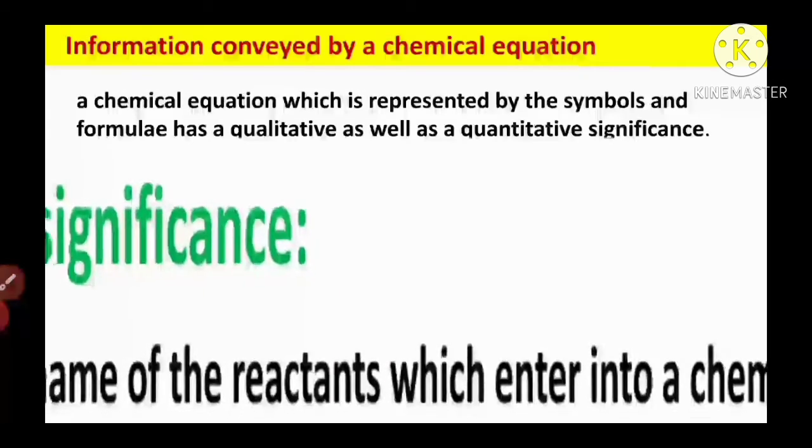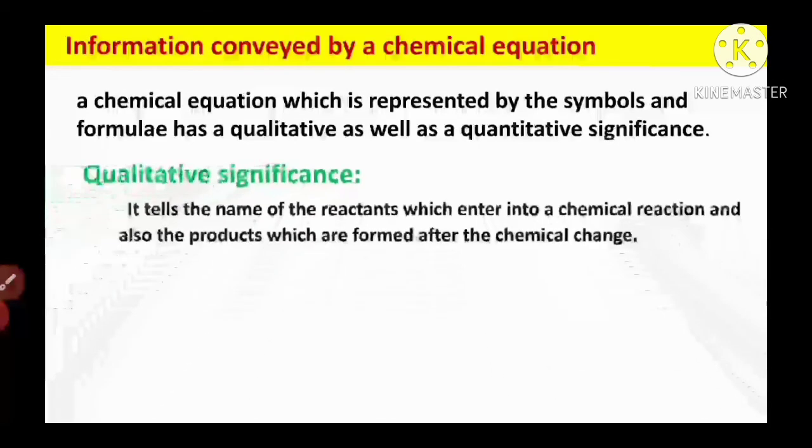First, qualitative significance. What is qualitative significance? Means the chemical equation gives information about what reactants are involved during the chemical reaction and what chemical products are formed during the chemical reaction. Means it gives the names of the reactants involved in the reaction and the names of the products which are formed after the chemical reaction.